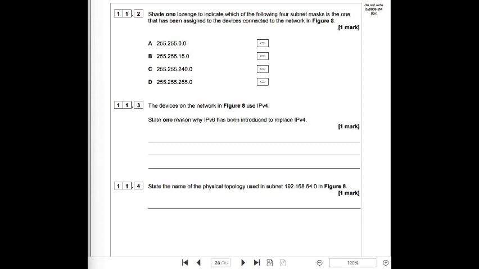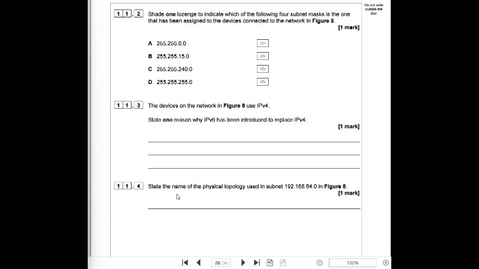Next one. We need to state one reason why IPv6 has been introduced to replace IPv4. My answer would be more efficient routing is possible. Or you could have allows bigger packet sizes. You could have devices can move between locations and keep the same IP address.